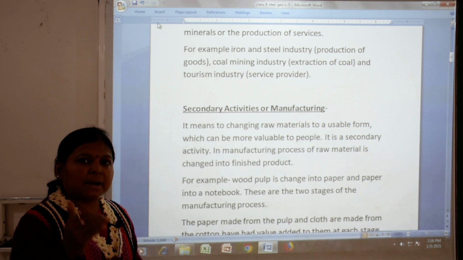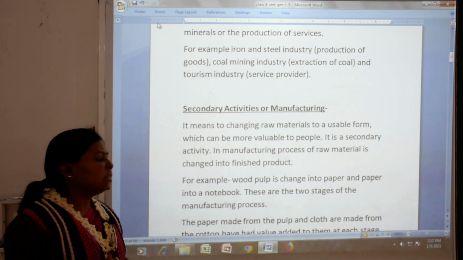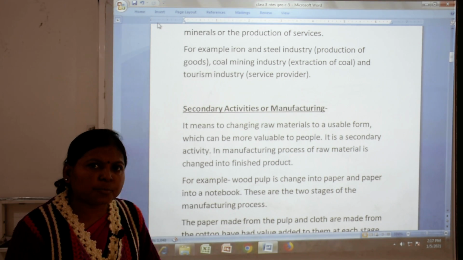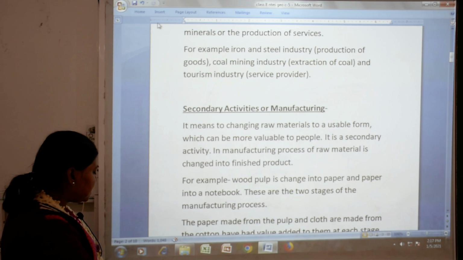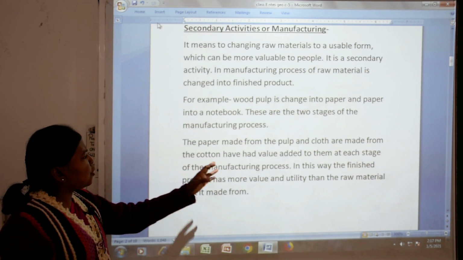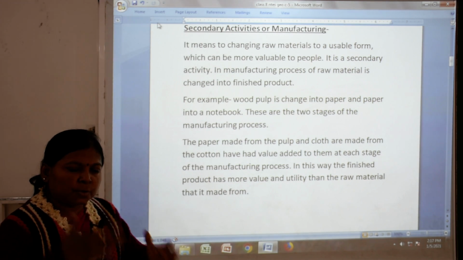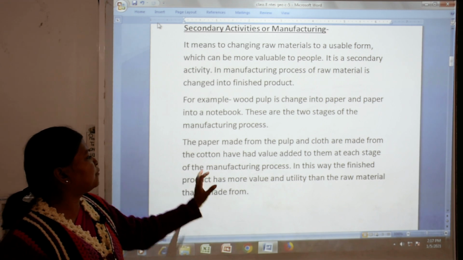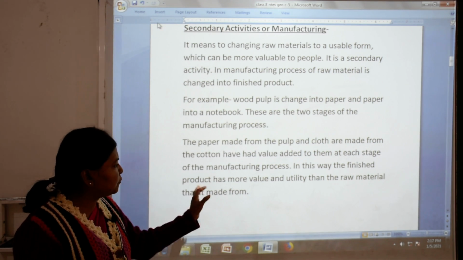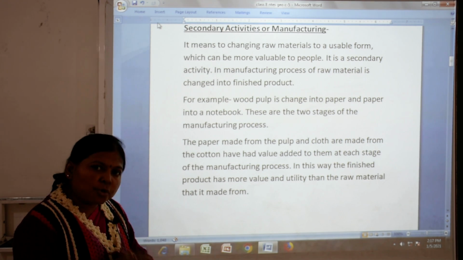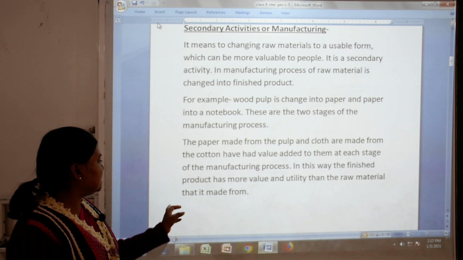For example, wood pulp is changed into paper, and this paper into notebooks. So, there are two stages of the manufacturing process, and this process is done in the industries. The paper made from pulp and the cloth made from cotton have value added as they go from one step to another, at each stage of the manufacturing process. When the finished product is final, it has more value and utility than the raw material it is made from.